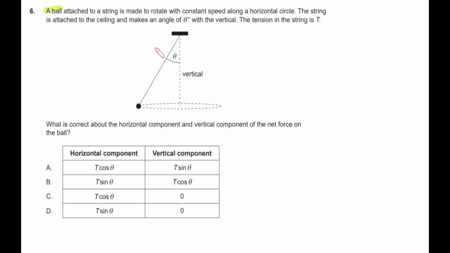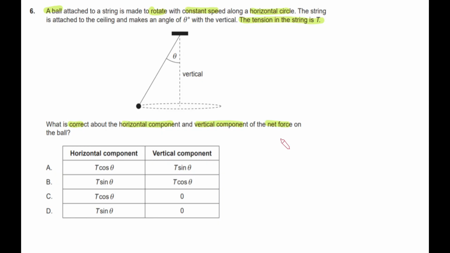A ball attached to a string is made to rotate with constant speed along a horizontal circle. The string is attached to the ceiling and makes an angle of theta degrees with the vertical. The tension in the string is T. What is correct about the horizontal component and vertical component of the net force on the ball?